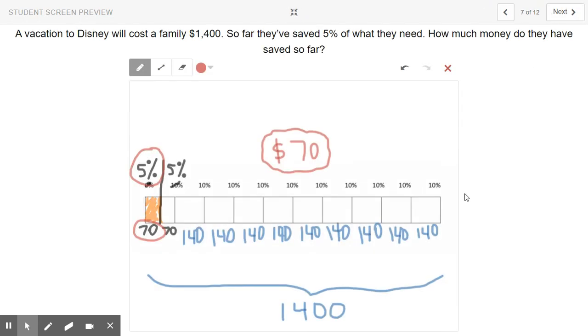So this vacation costs $1,400. If it's all out of $1,400, that means each 10% is $140. Now, so far they saved 5% of what they need, so we actually don't even shade a whole box. I split that first box in half, 5% on the left, 5% on the right to make the 10%. The $140 in the first box also got split, 70 on the left, 70 on the right. 5% of $1,400 is $70. So far, the family saved $70.